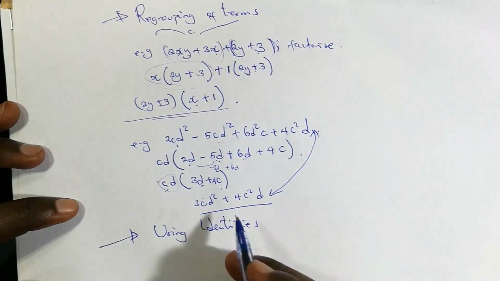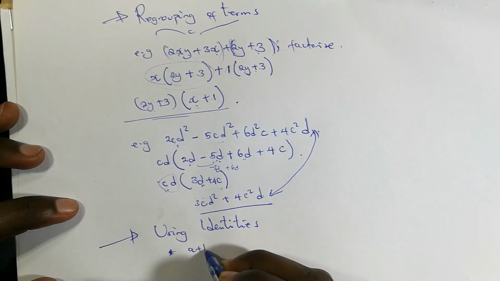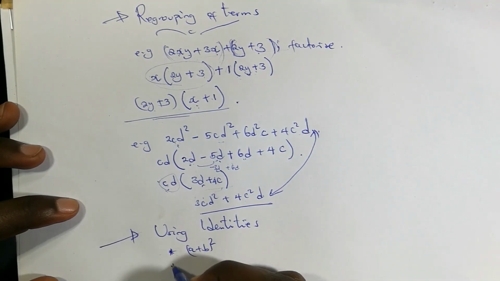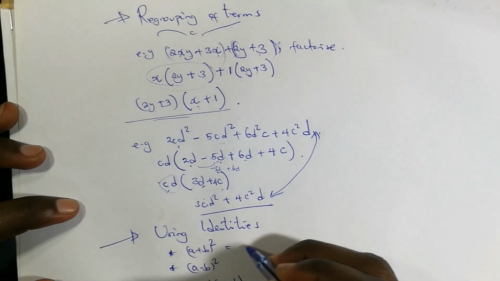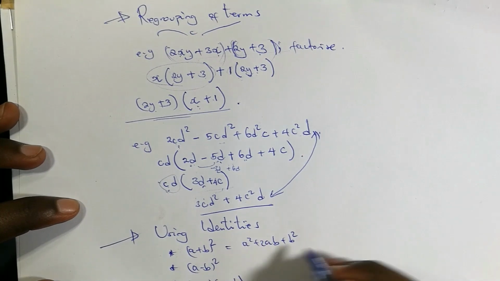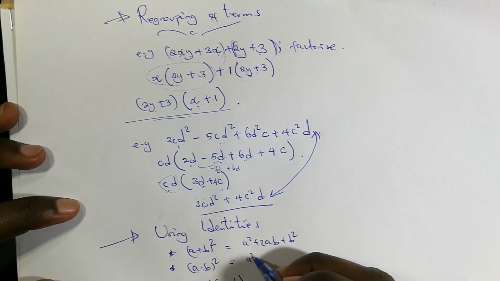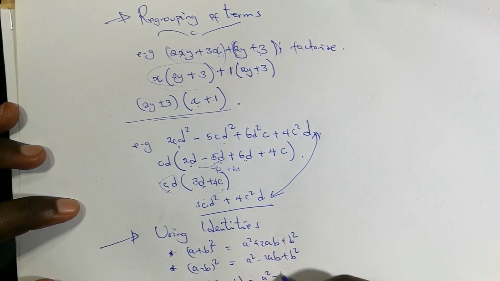The identities we looked at last time in our previous video were here. We have (a+b) squared, (a-b) squared, and (a+b) into (a-b). This one was given by a squared plus 2ab plus b squared, in which we looked at how we can come to this, a squared minus 2ab plus b squared. This was given by a squared minus b squared, which was referred to as a difference of two squares.